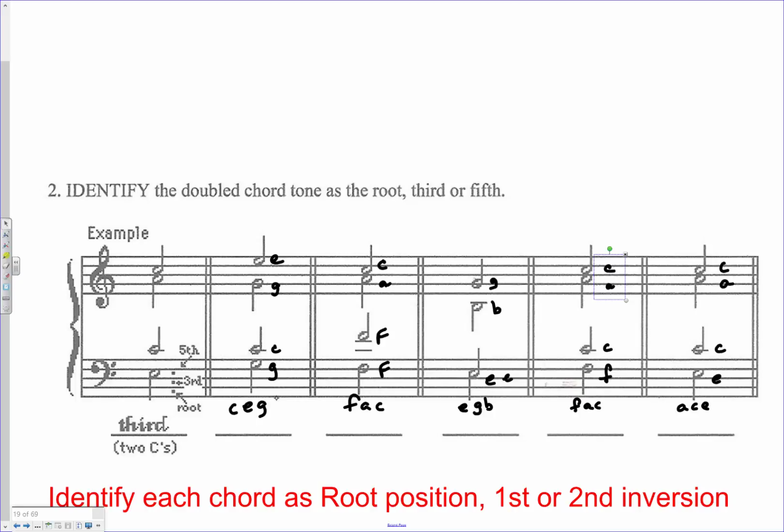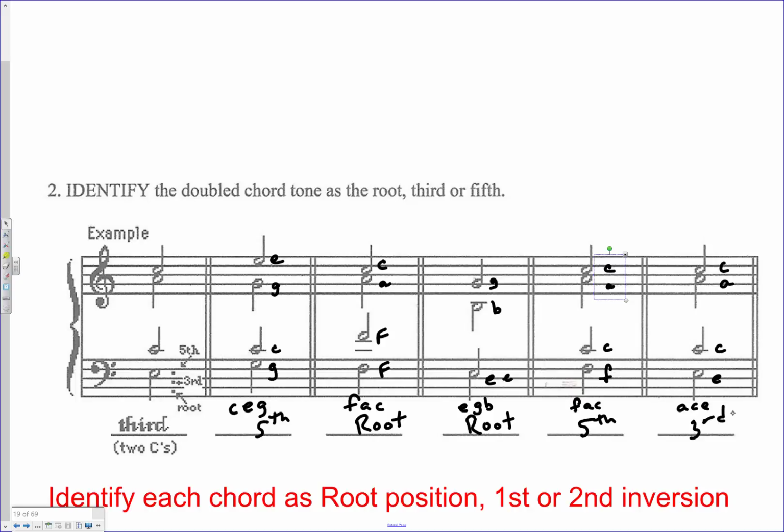What's doubled in the first example? The G is. That's the fifth. In the second measure over here, what's doubled? The F is. So that's the root that's doubled. In the next measure, the root is doubled, the E. In the next measure, F A C, I see 2 C's, so the fifth is doubled. In the last measure, A C E, I see 2 C's, so the third is doubled.